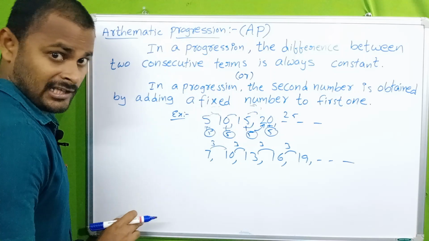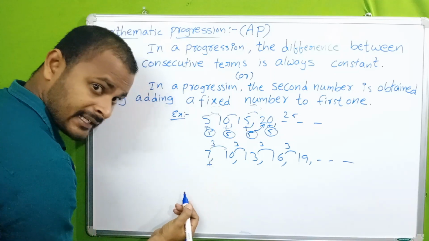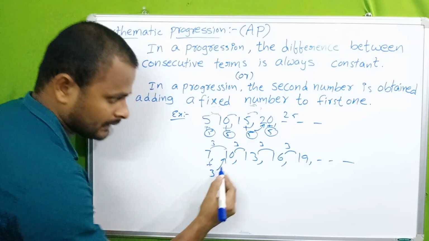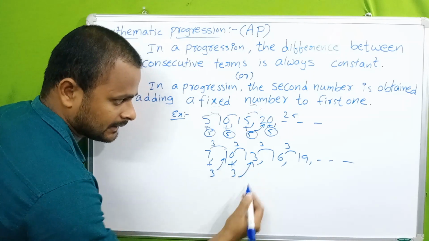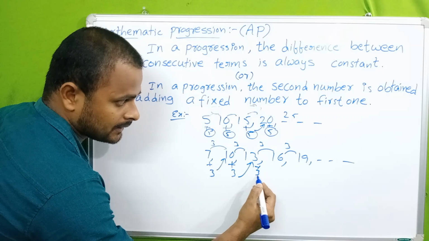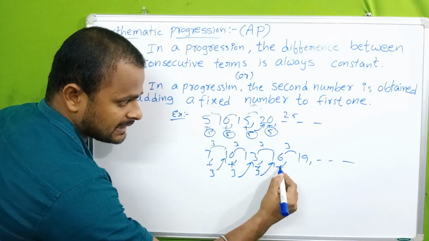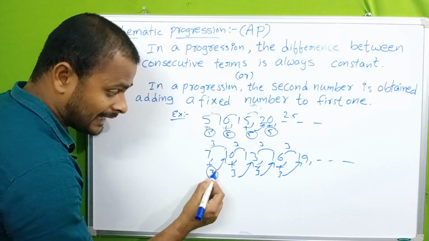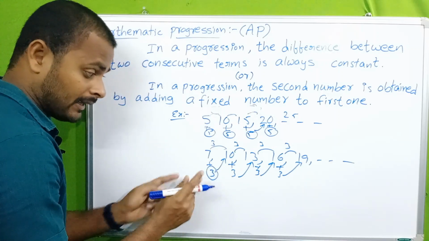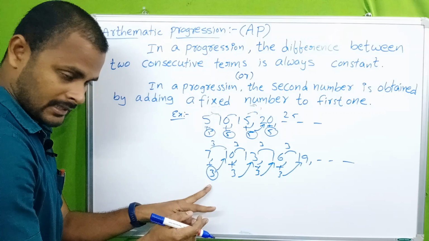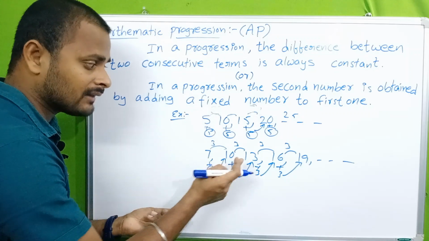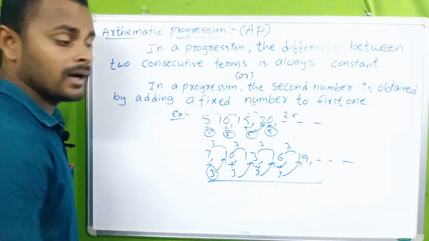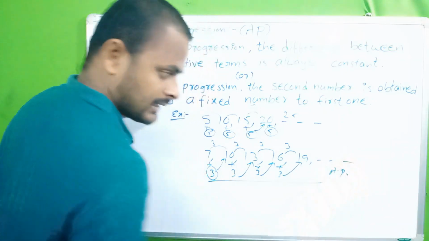So according to the second definition, a constant number is added to the previous number. 7 plus 3, you get 10. 10 plus 3, you get 13. 13 plus 3, you get 16. 16 plus 3, you get 19. So here, what is the constant number added to the previous number? 3. By adding a constant number 3 to the previous number, you get the next number. So that is why this number series is also an arithmetic progression.